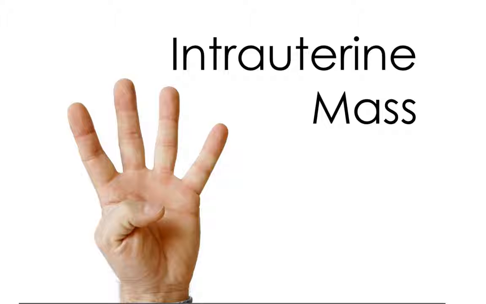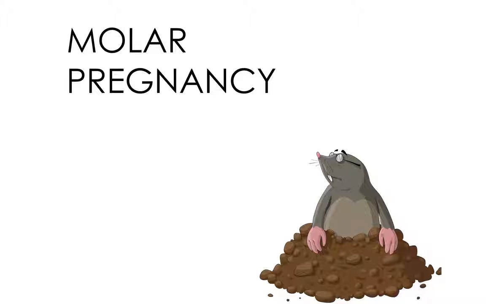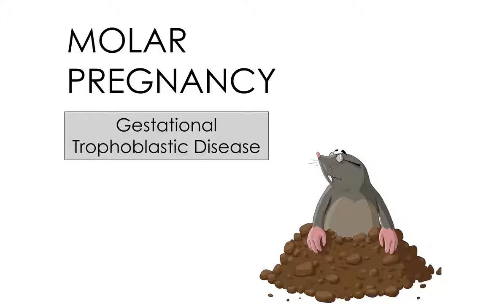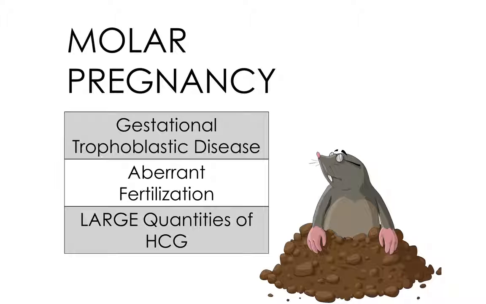The final indicator is the presence of an intrauterine mass that is not a component of a normal intrauterine pregnancy. On ultrasound, the examiner will see an unrecognizable intrauterine mass with or without vaginal bleeding. One example of an intrauterine mass is a molar pregnancy. This is a gestational trophoblastic disease where aberrant fertilization occurs, causing profound chromosomal abnormalities that will yield a non-viable pregnancy. A hallmark of the disease is the production of very large quantities of human chorionic gonadotropin, or HCG.